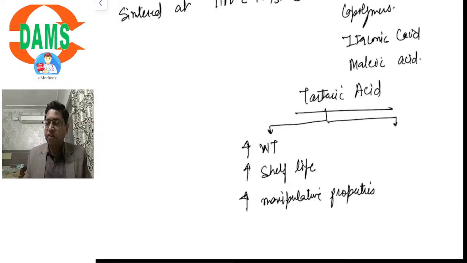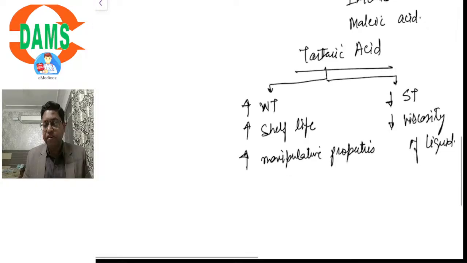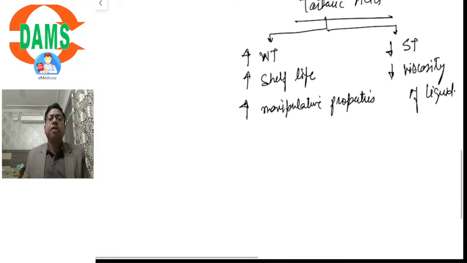The tartaric acid, on the other hand, decreases the setting time, which is beneficial. That is, the cement would set early in the oral cavity, and it also decreases the viscosity of the liquid. So certain properties are increased and certain properties are decreased by tartaric acid, which is a special additive to the liquid. This is the principal composition of contemporary glass ionomer cement.